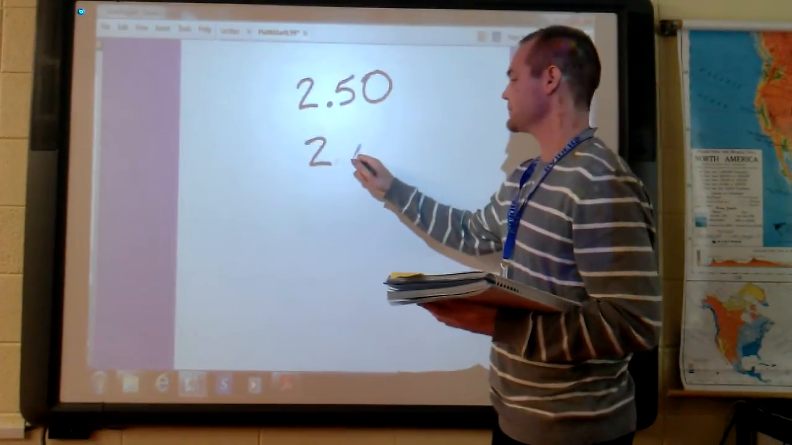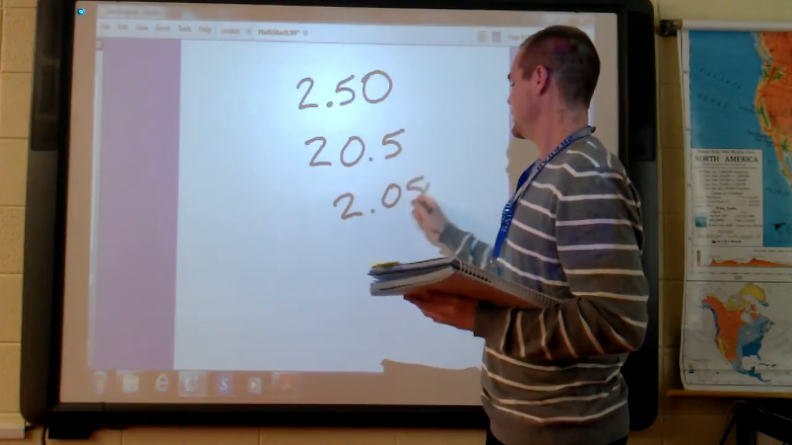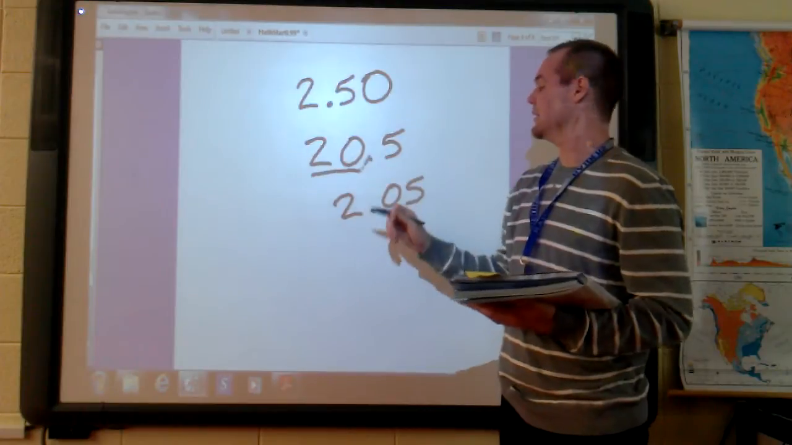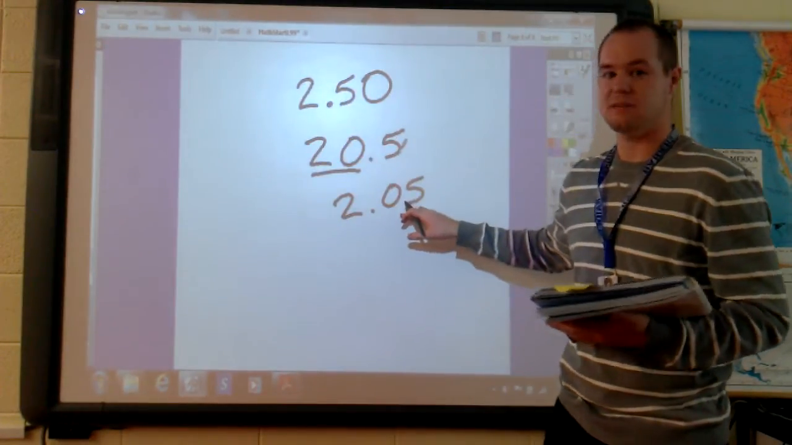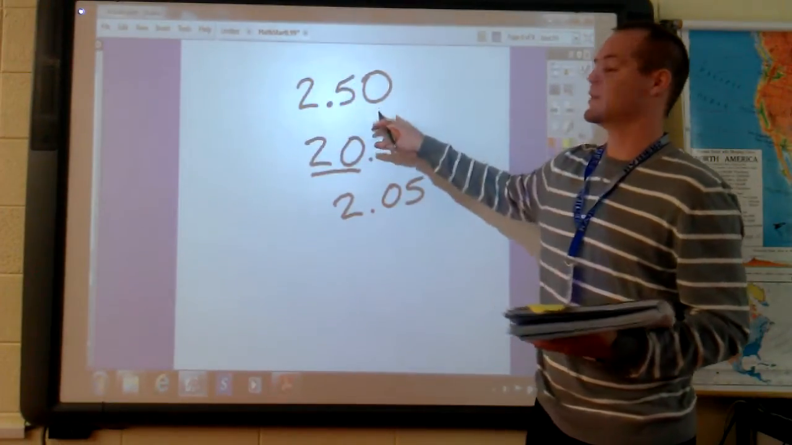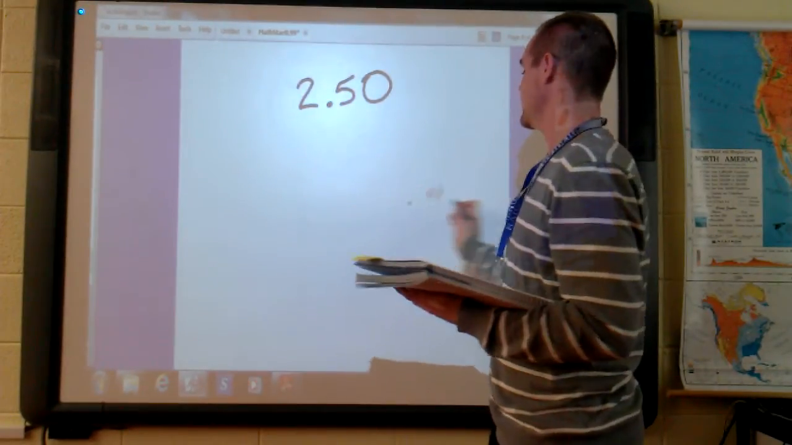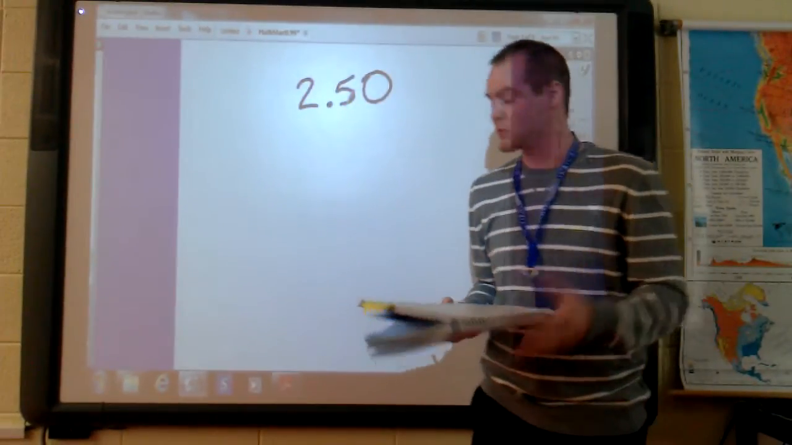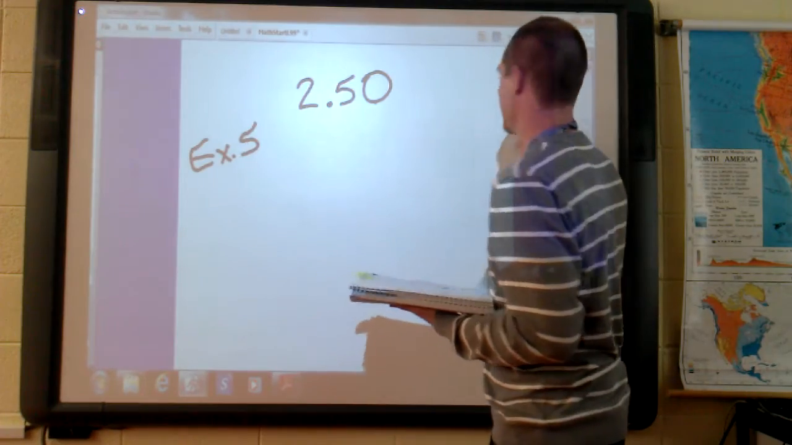Would we put it here? Would we put it here? No, of course not, because that would affect the value. 20 and 5 tenths is different from 2 and 5 tenths. 2 and 5 hundredths is different than 2 and 5 tenths. But 2 and 50 hundredths, it is the same value as 2 and 5 tenths. So the 0 that you would place would fall on the right side of the last decimal number without changing the value. And again, this is going to be your answer for example 5.